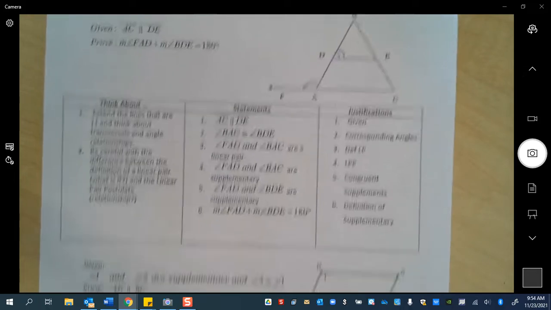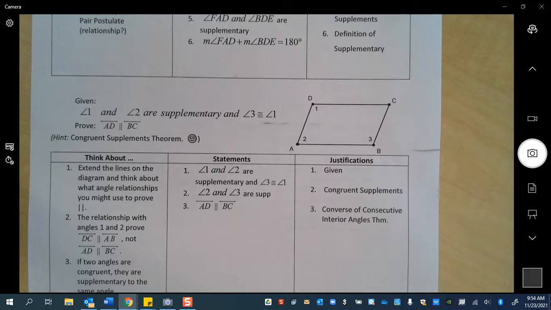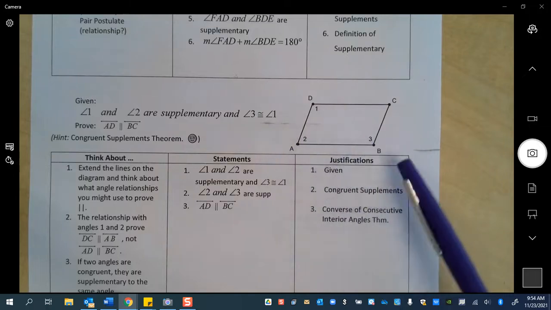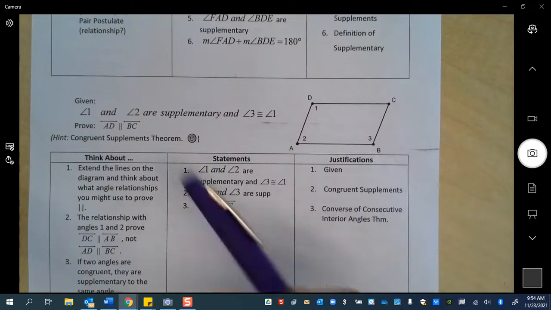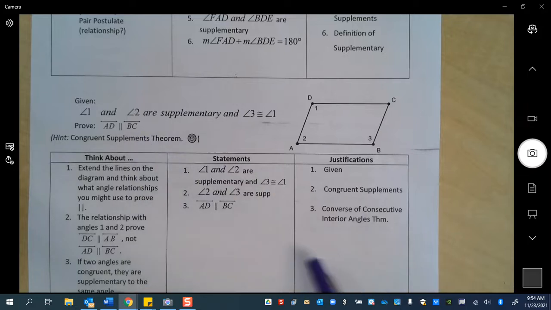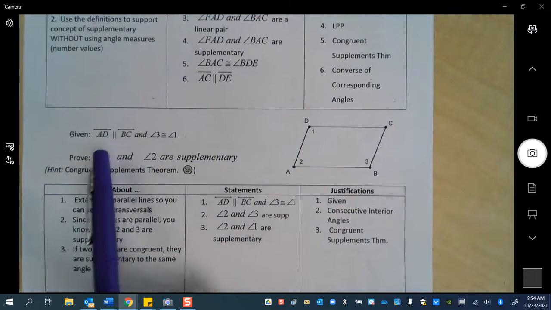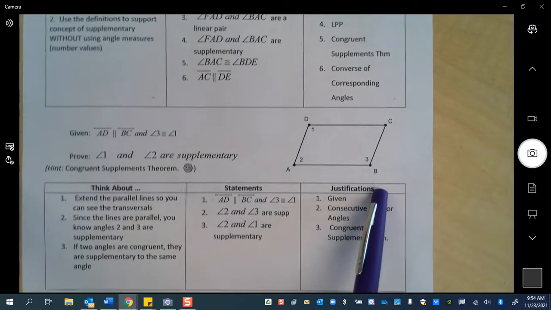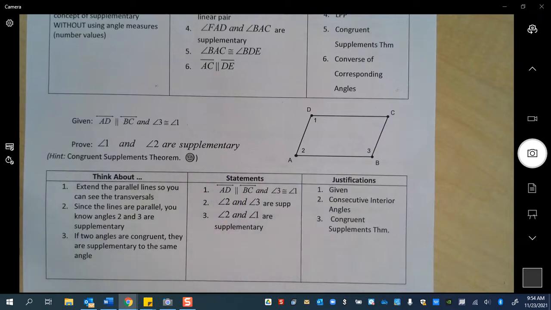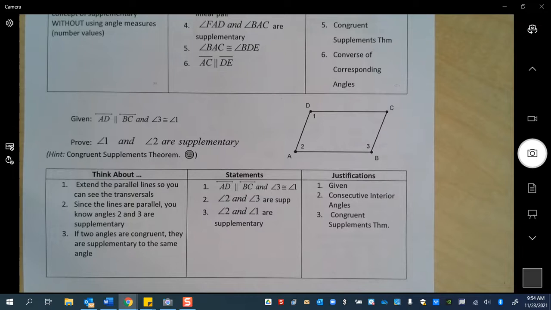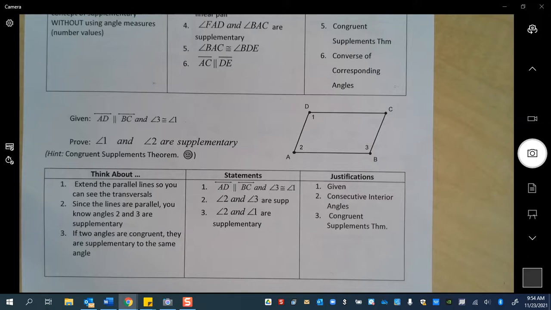Same thing is true for test B. You have this figure. You are given the fact that 1 and 2 are supplementary and 1 and 3 are congruent. And then you have to prove that the lines are parallel. So here you needed that converse. For test A, we gave you the lines are parallel and 1 and 3 are congruent, and you had to prove supplementary. So if you are a friend who needs this during our work time, you're more than welcome to take this proof help, and then maybe that'll help you with your corrections.